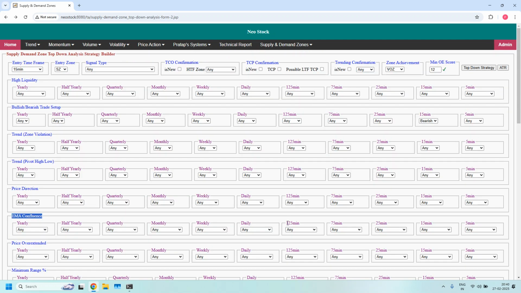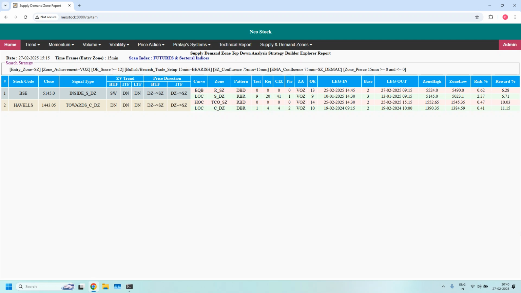In the EMA confluence at 75 minutes time frame. Why 75 minutes? Because 15-minute supply zone is overlapped with 75-minute supply zone. That's why we are looking for 75-minute supply zone having daily EMA confluence or not. We got two stocks. So these two 15-minute supply zones are having even more high probability to get success. This is based on LTF and ITF supply zone confluence.